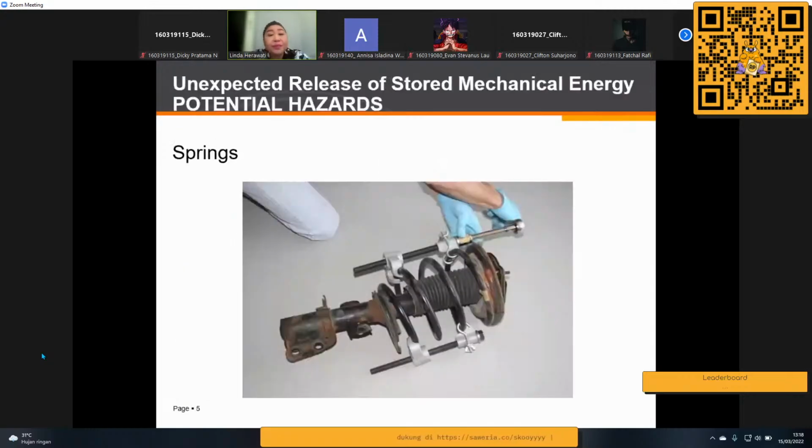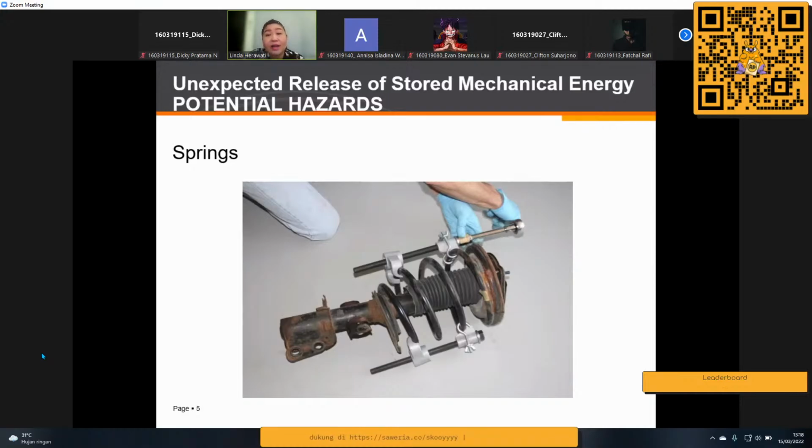Also, we have to be concerned about unexpected release that can create a potential hazard. For example, if we want to work with a spring that needs a very large amount of extra energy to be opened or stretched, it is also a potential hazard. As we learned in the first week and the second week, I think you all understand about this.